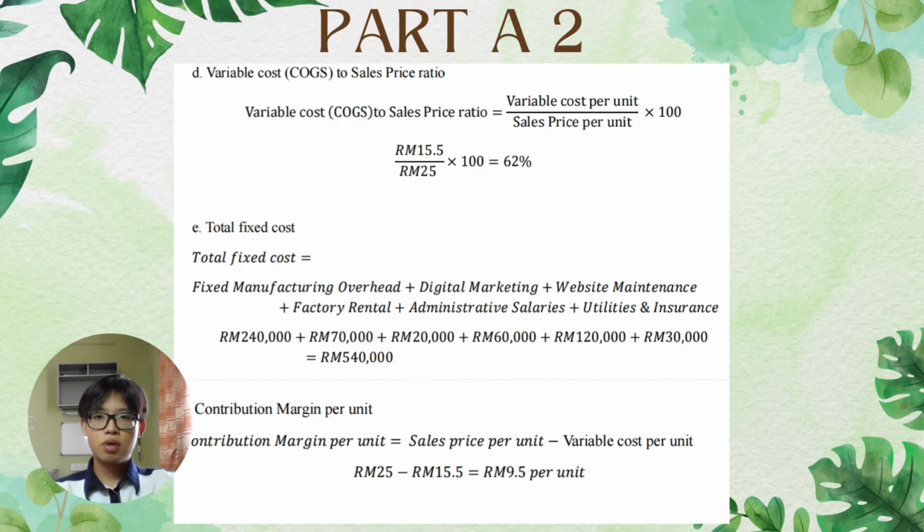To calculate variable cost to sales price ratio, we need to take variable cost per unit divided by sales price per unit and multiply by 100. Our variable cost per unit is 15 ringgit 50 cents, divided by the sales price per unit, which is 25 ringgit, and multiply by 100, and then we will get 62%.